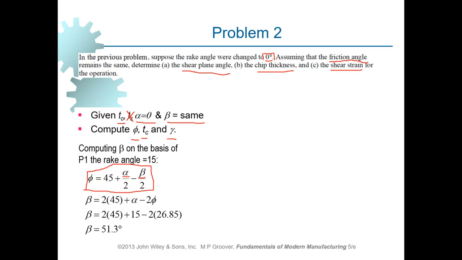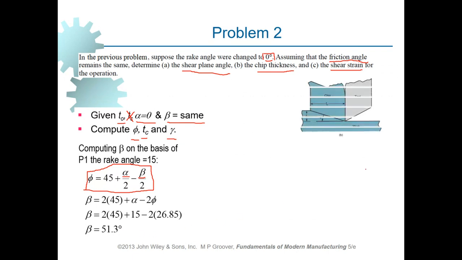Does it make sense? We compute the value of beta on the basis of what was given in the previous problem, and then it remains the same, so we substitute the new value of the rake angle alpha to compute the new value of phi. So we can do it this way, and we'll do it. Okay, this is the statement of the problem. Let's see how it changes. Now the rake angle right here is 0, as you can see.